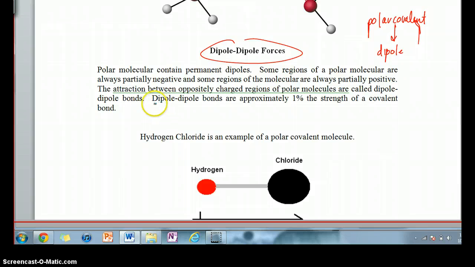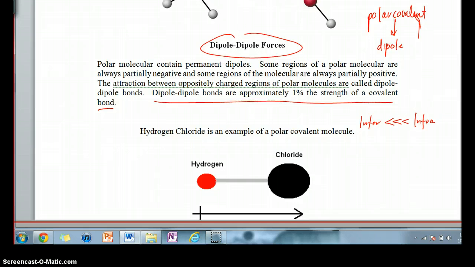So you'll notice down here it says dipole-dipole bonds are approximately 1% the strength of a covalent bond. You'll remember that covalent bonds were our weakest type of intramolecular force. So this is pointing out that intermolecular forces are always much weaker than any kind of intramolecular force.